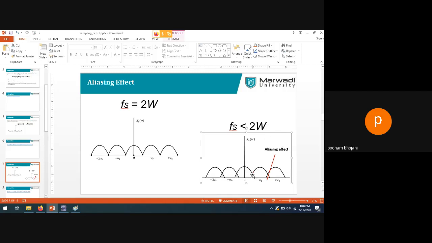Because of this overlapping, you will not be able to retrieve the information correctly. Some of the information will be mixed with the other signal. So you will not get the proper signal at the output side, and this effect is known as aliasing effect. I will tell you about aliasing effect in detail in the next experiment. Right now, you just have to understand that if you do undersampling, then in the frequency domain you will get overlapped signals. Whenever your signals are overlapped, aliasing effect will occur. That we will study in the next experiment.